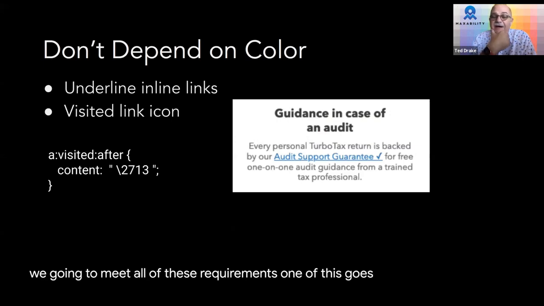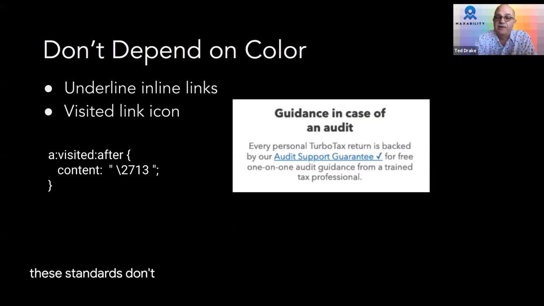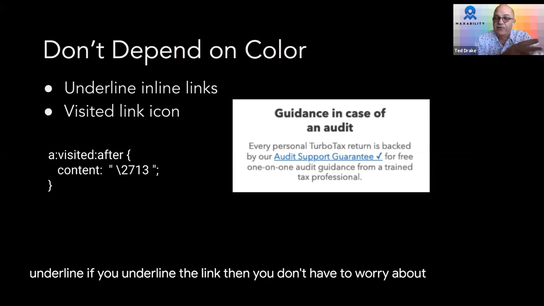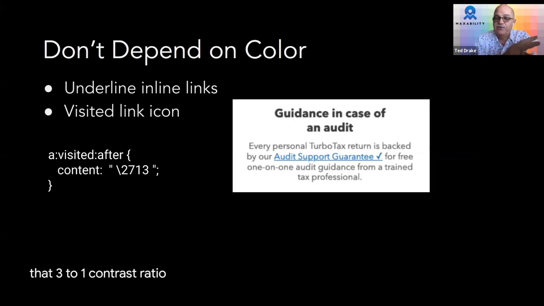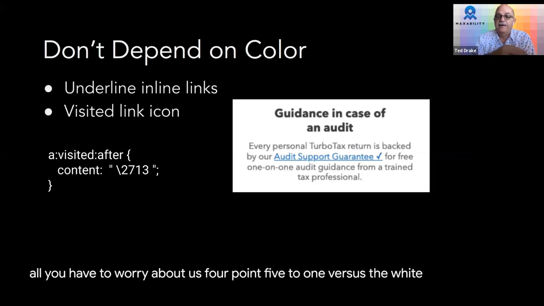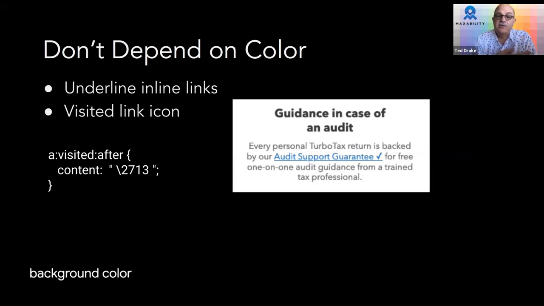One of this goes back to the standard. Don't depend on color. So if I have an inline link, give it an underline. If you underline the link, then you don't have to worry about that 3 to 1 contrast ratio between the text of the paragraph and the link. All you have to worry about is 4.5 to 1 versus the white, the background color. So not depending on color makes a huge difference.